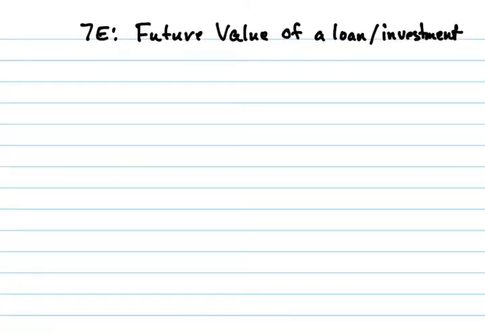So today what we're going to do is look at 7E, which is the last section in chapter 7 that we're going to work on. We're going to be talking about the future value of a loan or investment. So in other words, how much would my investment be worth in 20 years or something? And this is going to use something that you're very familiar with. You're going to be using the compound interest formula.